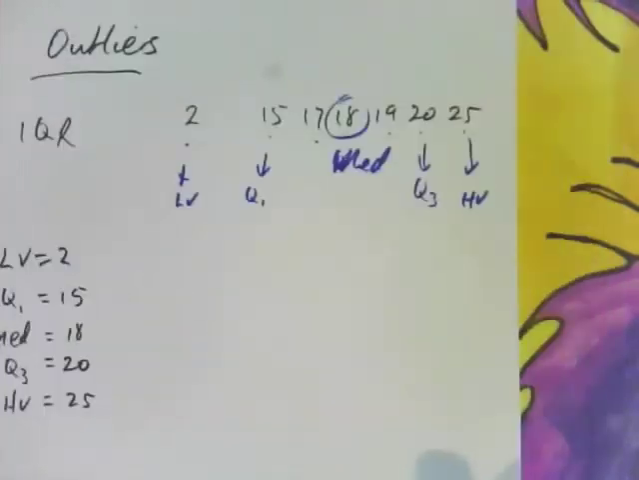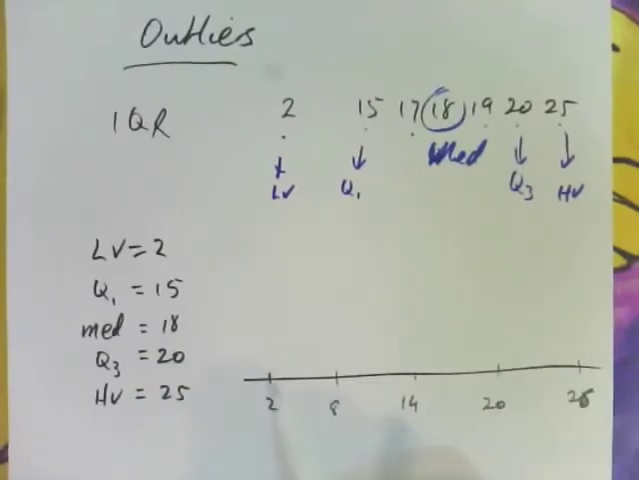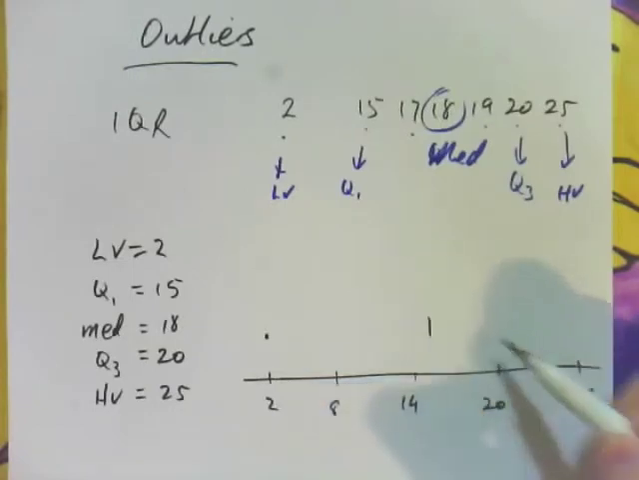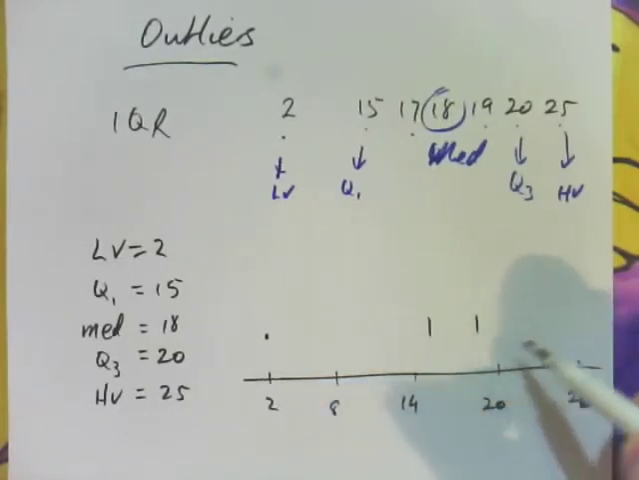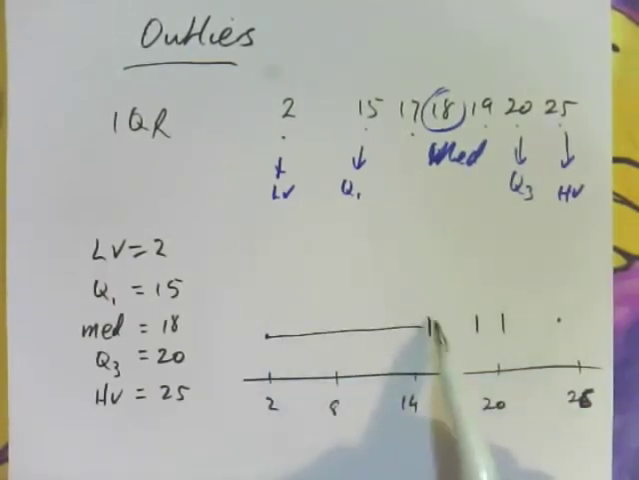If I were to just take them and draw them on an axis, there's my scale, so that's 26. If I were to just draw that, I would be doing something like this, where that would be my box and whisker plot.